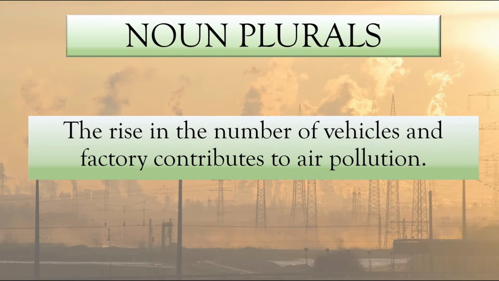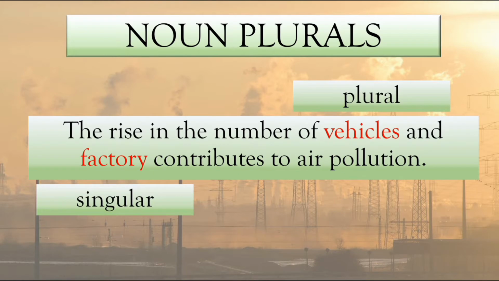Our topic: environment. The rise in the number of vehicles in factory contributes to air pollution. Let's highlight the words vehicles and factory. Vehicles is plural, while factory is singular. In order to observe parallelism, both should be either singular or plural. But since vehicles is plural and factory is singular, then we could say that they're not parallel.